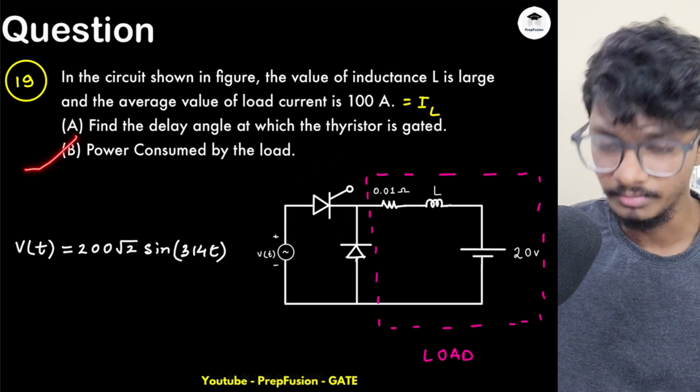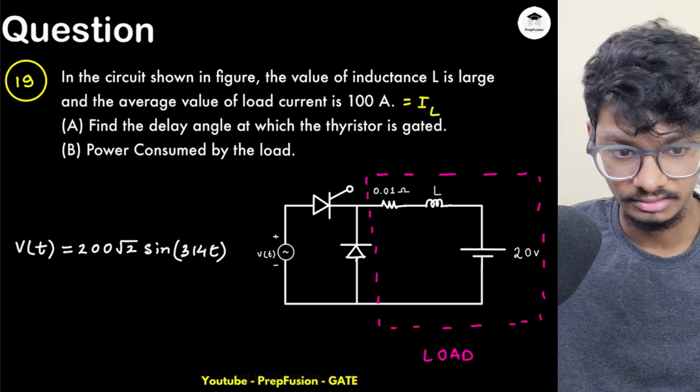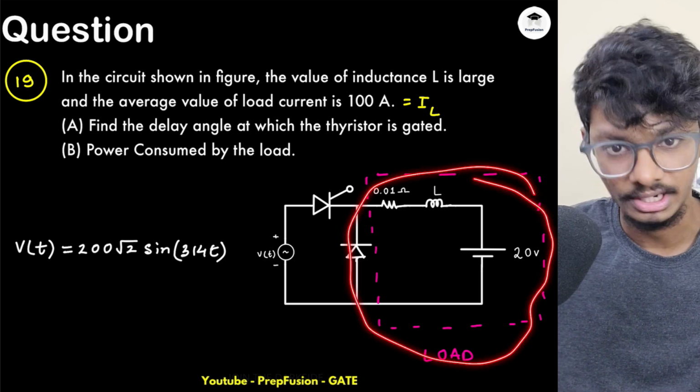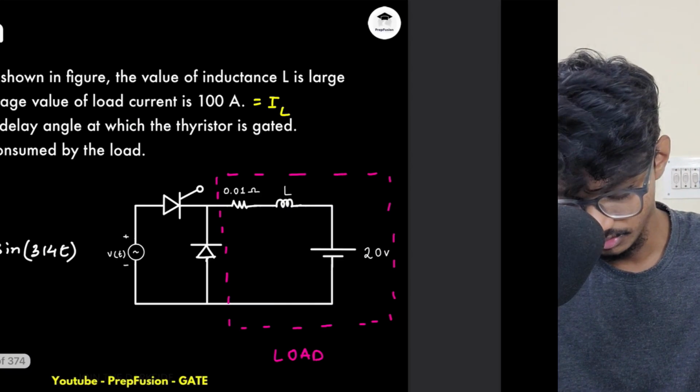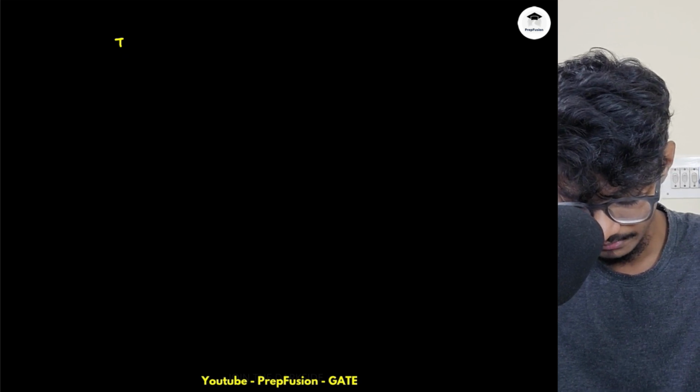Then obviously we have to compute the power consumed by the load. That is very simple. The load is this whole thing, RLE. RLE is the load, so we can use this simply. They have given me that IO average is constant. IO is a constant value.